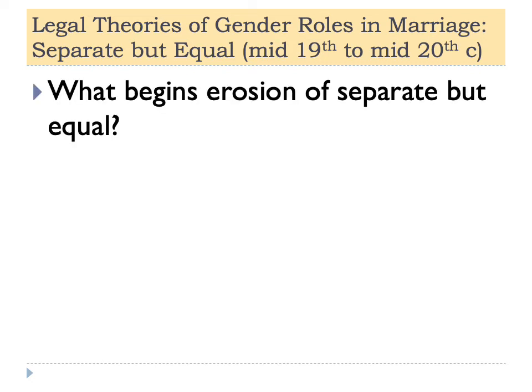So what begins the erosion of the separate but equal theory of marriage? Well, just as first wave feminism began the erosion of unity coverture, second wave feminism, which as we know starts in the 1960s and goes into the 1970s, did the same. Remember that second wave feminism is the feminism we had around the time of the efforts to ratify the Equal Rights Amendment.